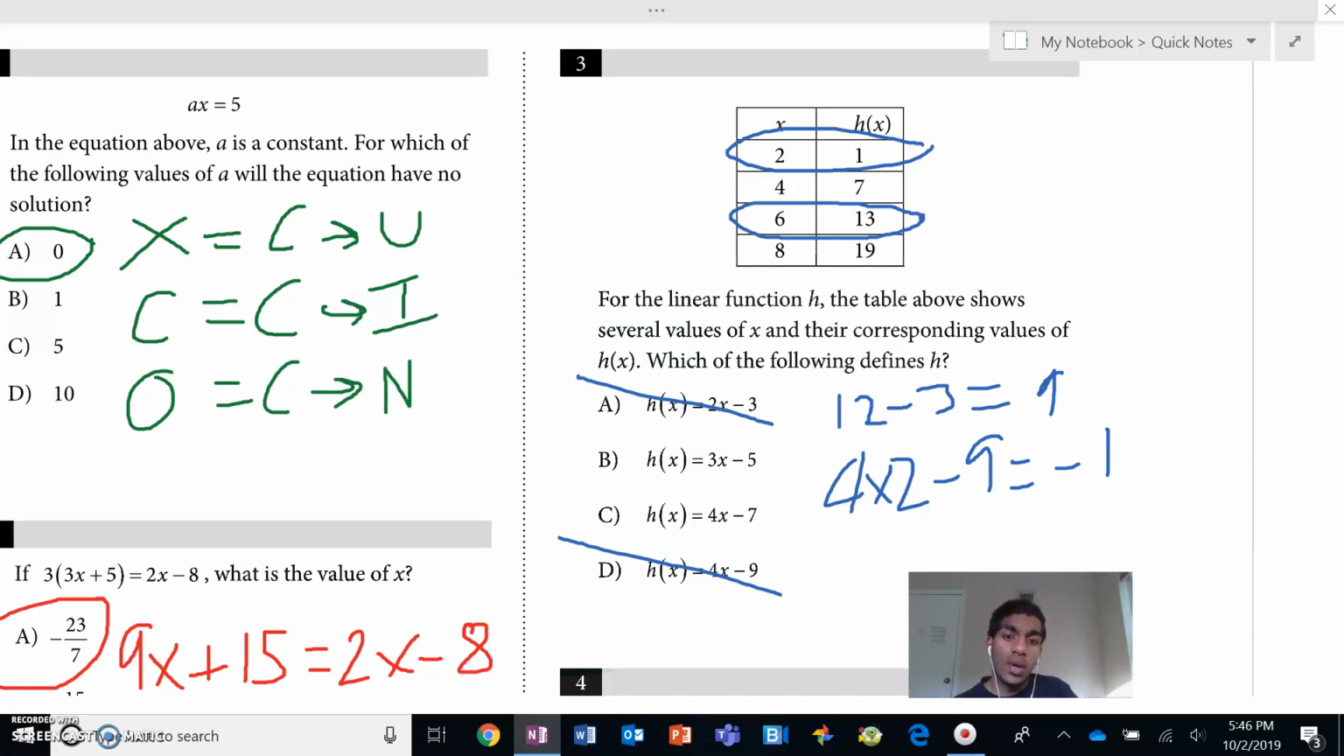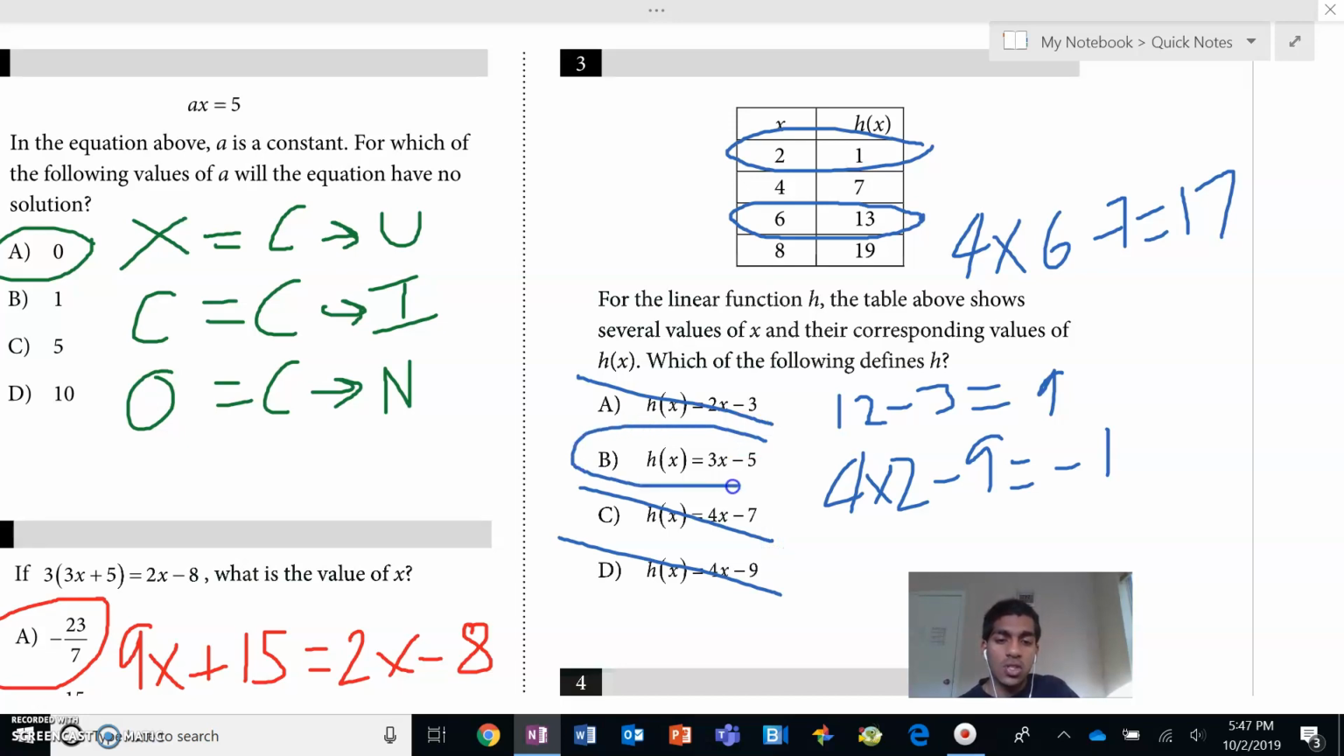So now I'm going to substitute that into my third equation. Something's got to give right now, because I have a 50-50 chance of getting this right. So now 4 times 6, which is 24, minus 7 is 17, and 17 is not 13. C goes right out the window too, and there we are, our answer choice is B.